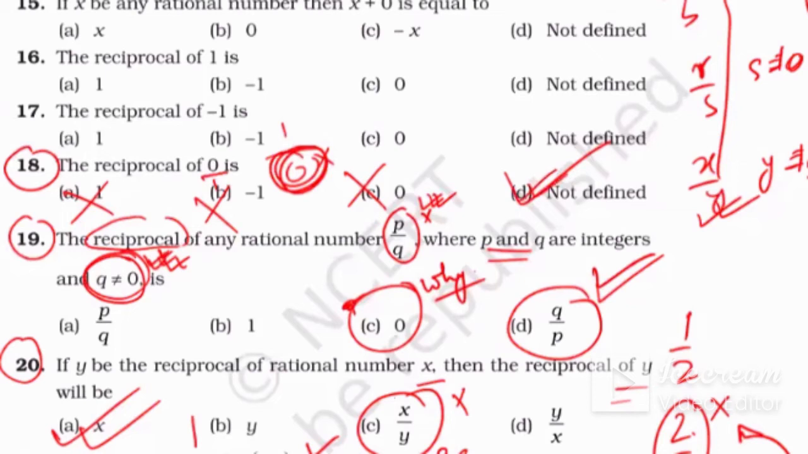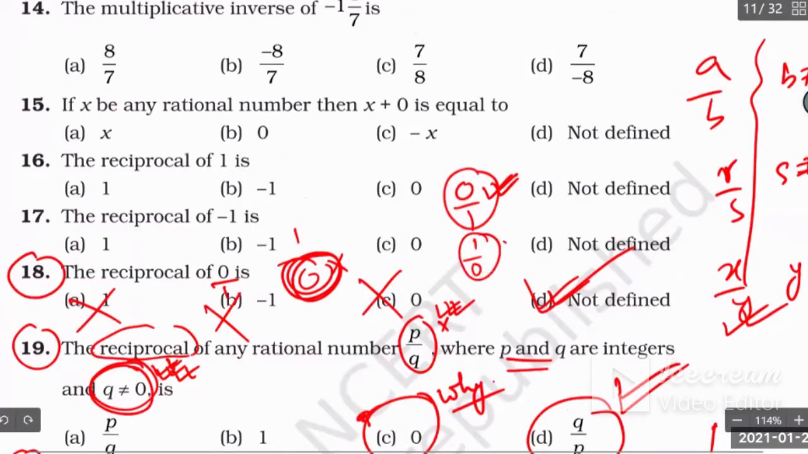Clear to everyone? 0 by 1 is defined, no problem in this. But if you take the reciprocal of this, 1 by 0, it is not defined. You cannot put 0 in the denominator. In mathematics it is not defined. Not a rational number. Not possible up to now. Maybe in future it is possible, but still up to now it is not possible. Okay? Question number 17. Not defined.